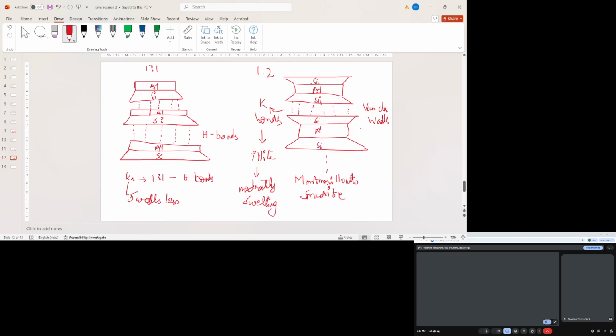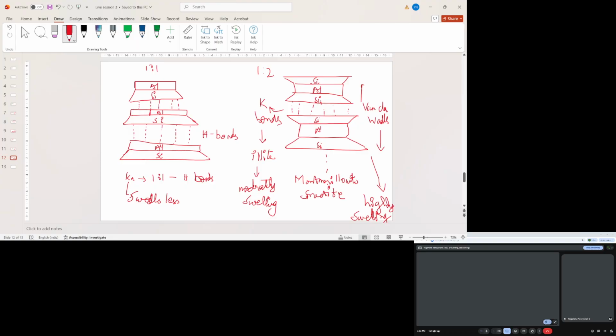Since van der Waals forces are weak attractive forces, when water enters into this, it can hold water as well as it tends to expand. So this is highly swelling.